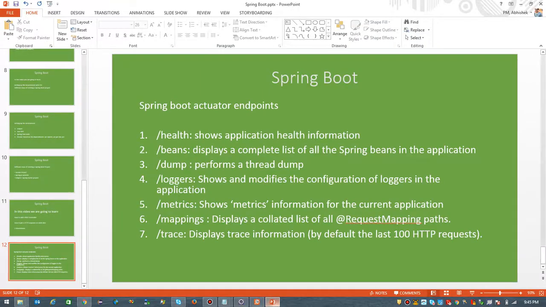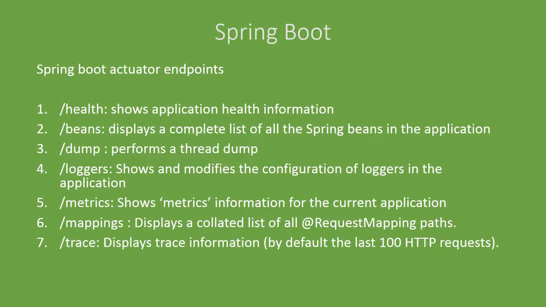In this we also have something called beans. So what does beans do? It displays a complete list of all the Spring beans in your application, right? There's also something called dump, which performs a thread dump. Loggers, which shows and modifies the configuration of loggers in the application. This is very similar to log4j.xml. I will show that as well. And the metrics, which shows some metrics information for the current application.